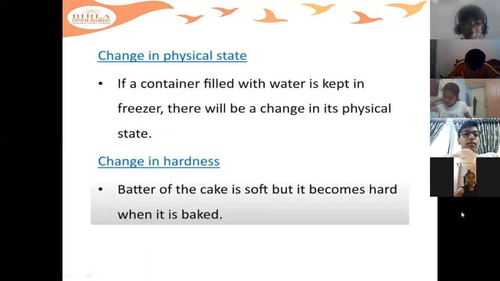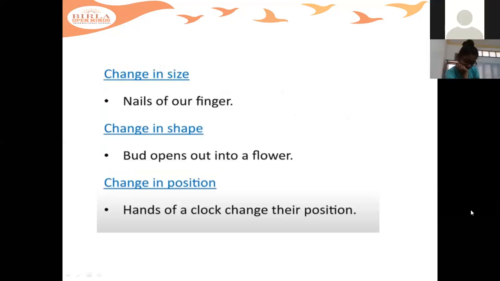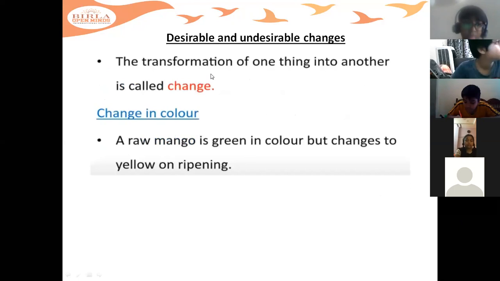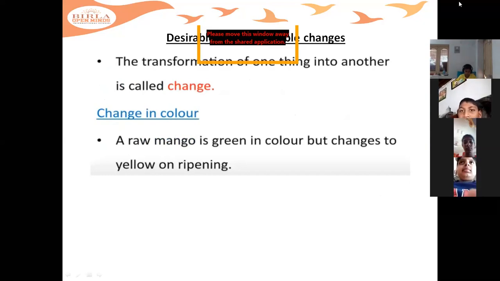Yes, anyone? Change in position? Yes, Srinika? Ma'am, you just told us now, desirable and undesirable. Please, can you keep that? Okay. Yes, no one? Change in position. Give me one example for change in position. Agastya. Okay, thank you, ma'am.